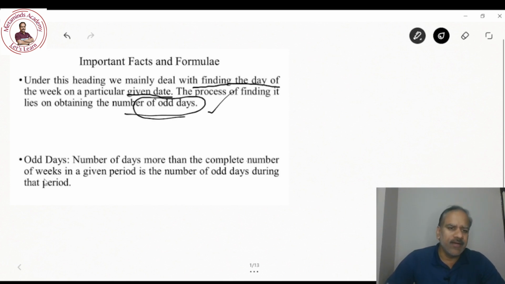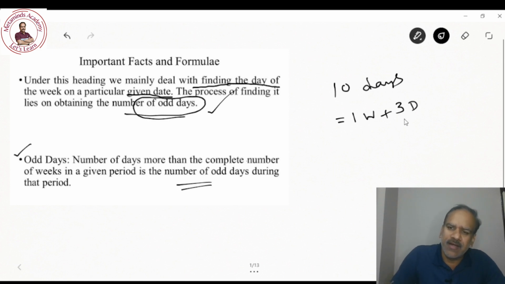So what is an odd day? This is a very important concept. What is an odd day? The number of days more than the complete number of weeks in a given period is the number of odd days during that period. Suppose we are given 10 days. Once you convert this into weeks, you will get 1 week plus 3 extra days, right? So these 3 days are called odd days. We cannot convert them into a week, so they are odd days.